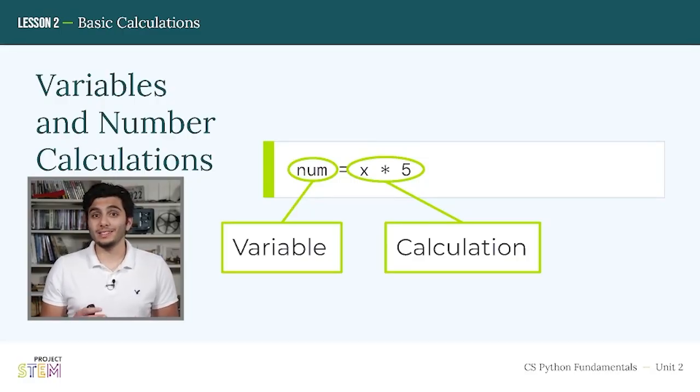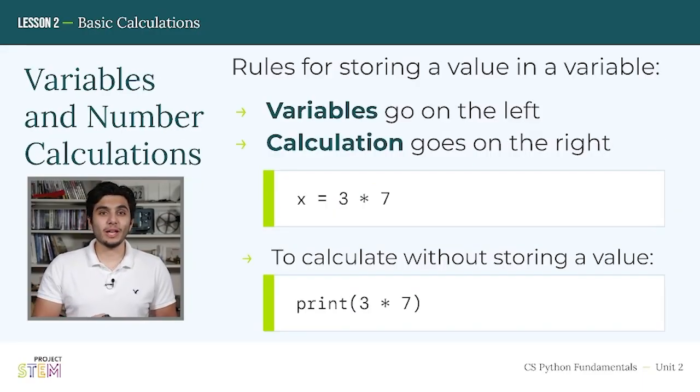The key, though, is that it does whatever is on the right side and then assigns that value to the variable on the left side. So this would take whatever is stored in x, multiply it by 5, and then assign that to the variable num. Storing the answer to a calculation is useful because we can then use that answer in other places of our code. But sometimes we don't need to store it.